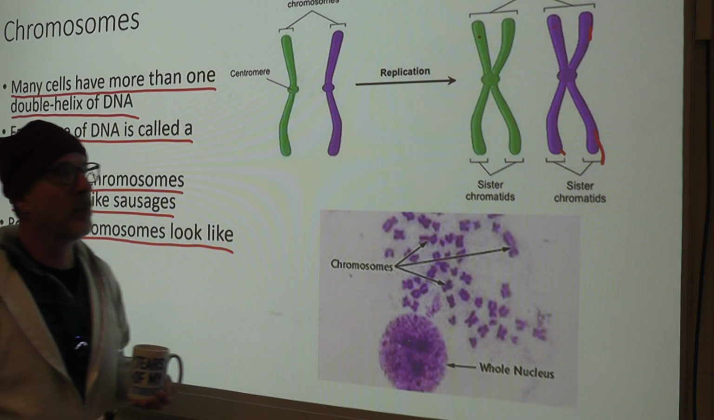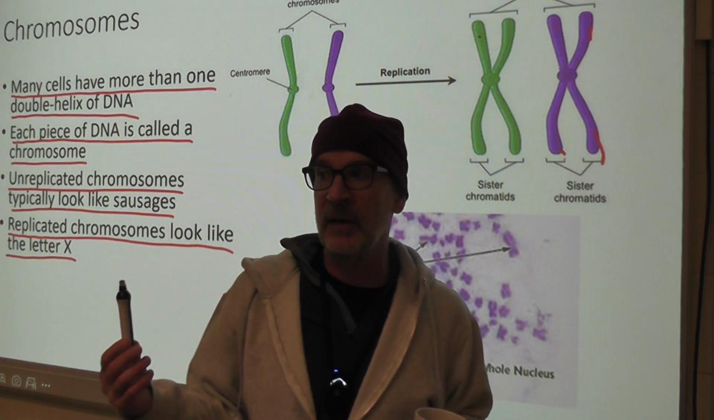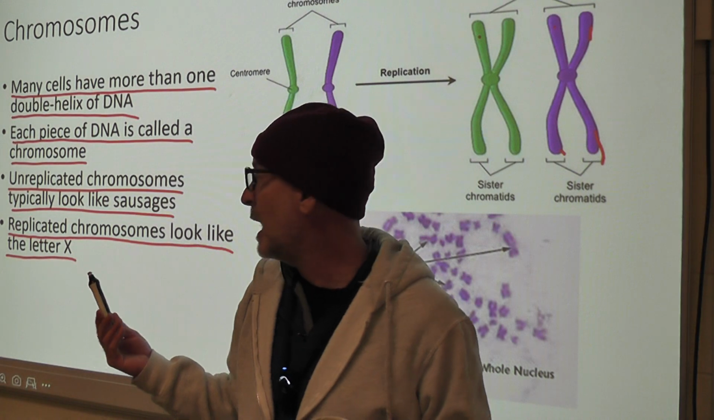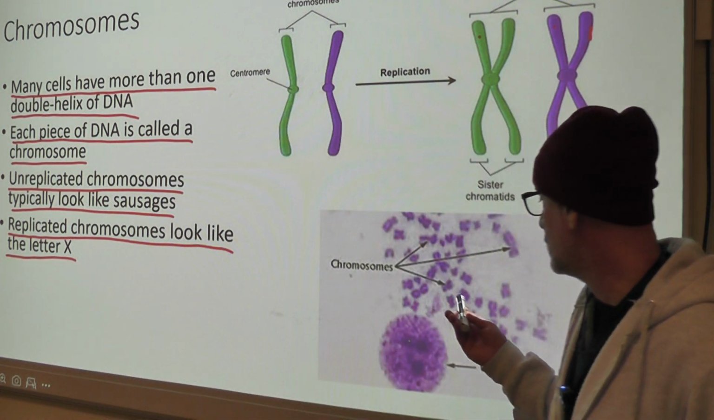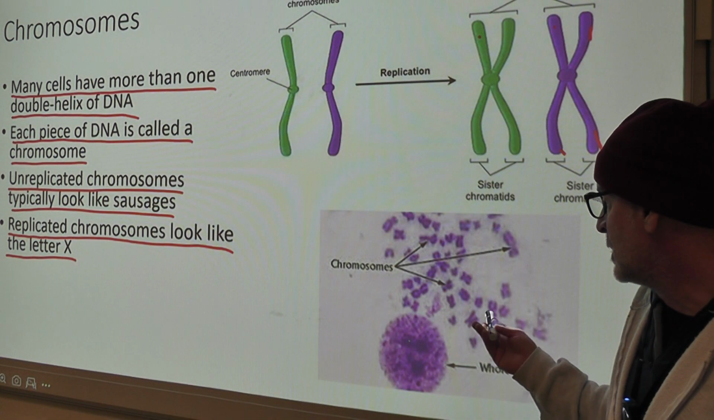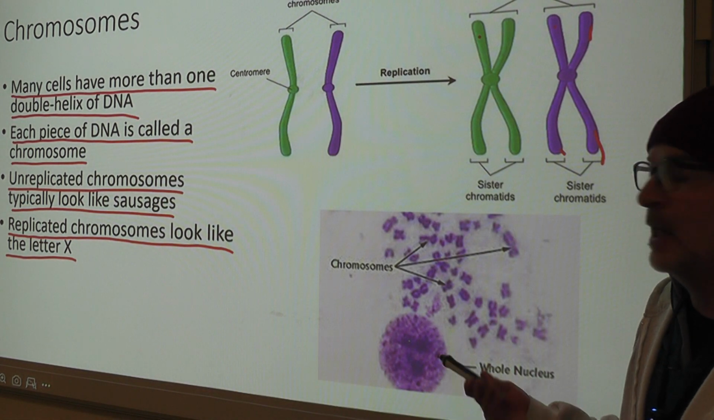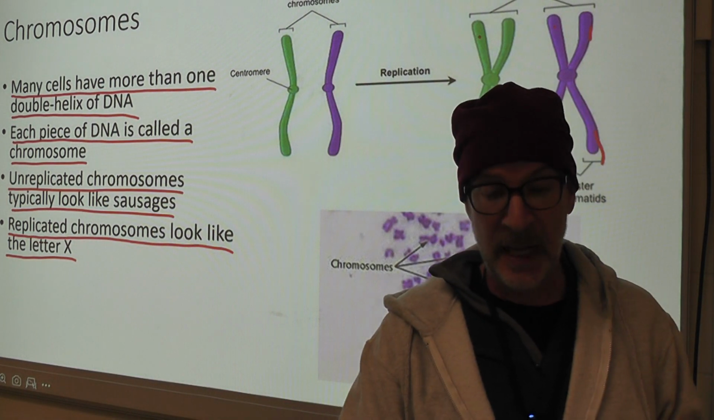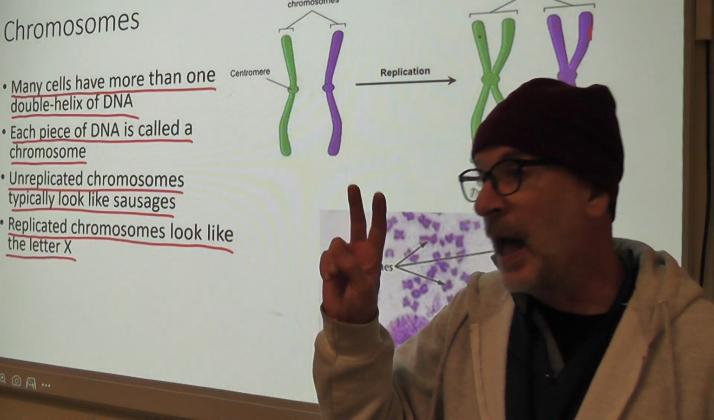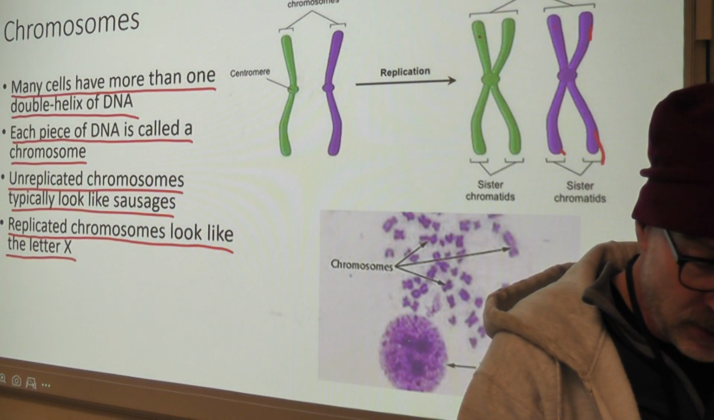There's no meaning to the X or the V, it's just where they're attached. If they're attached in the middle or closer to the middle, they look more like an X, like this one and this one. If they're attached closer to the ends, like this one and this one, they look more like a V, and that's it. That's the only difference between the X-shaped and the more V-shaped chromosomes.